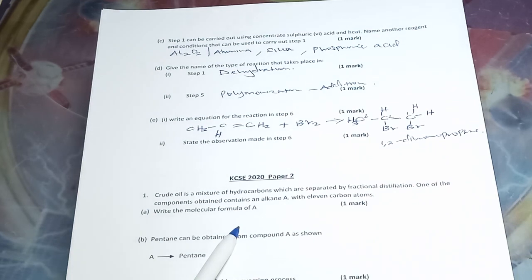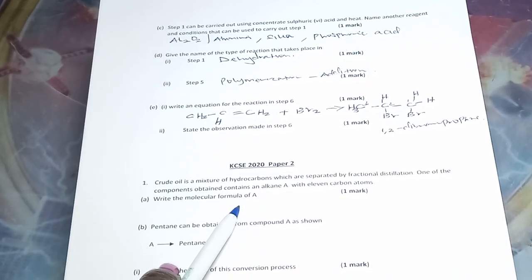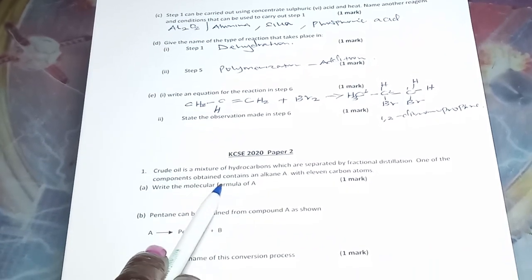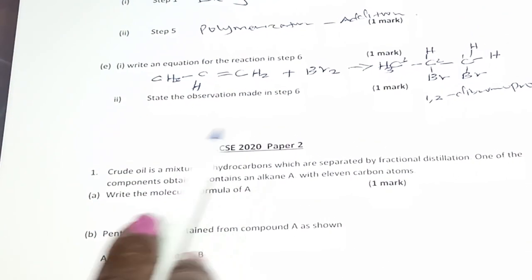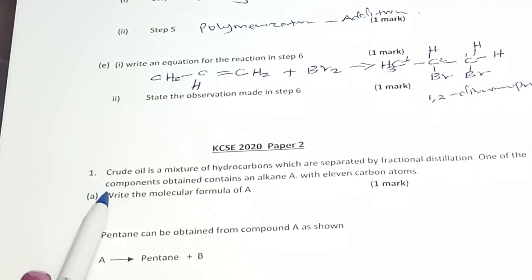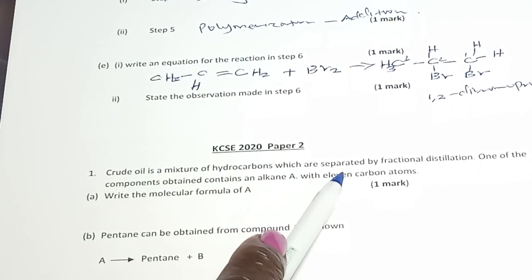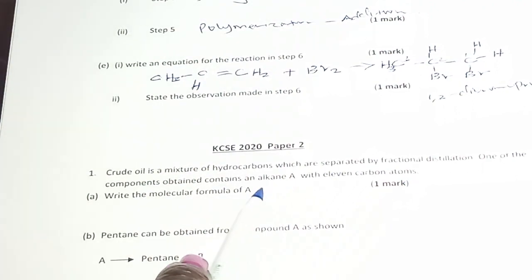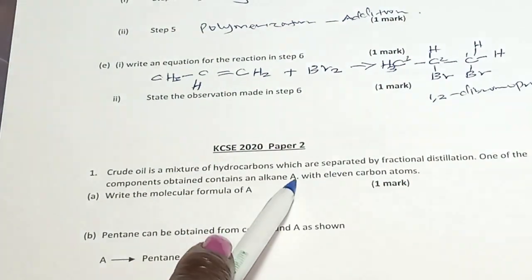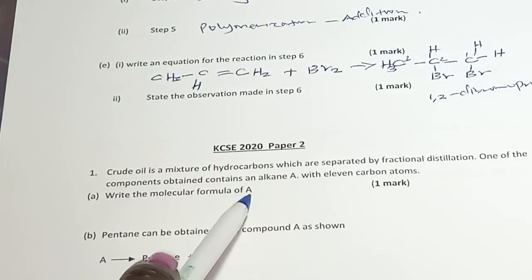In the previous video we handled KCSE 2021, and in this video we are going to go through KCSE 2020. This time organic chemistry was featured in paper 2, number 1. So let's go straight to the question. Crude oil is a mixture of hydrocarbons which are separated by fractional distillation. One of the compounds obtained contained an alkane A with 11 carbon atoms. Part A, write the molecular formula of A.